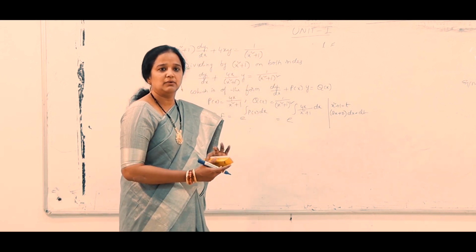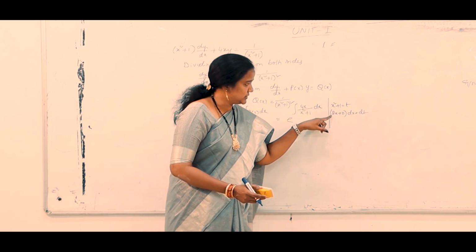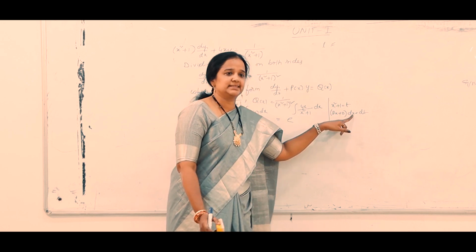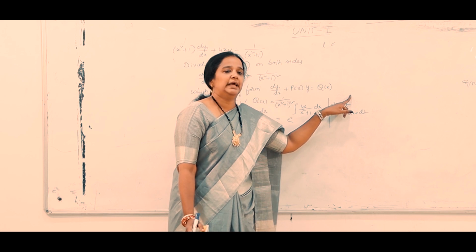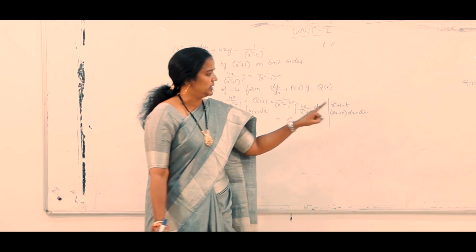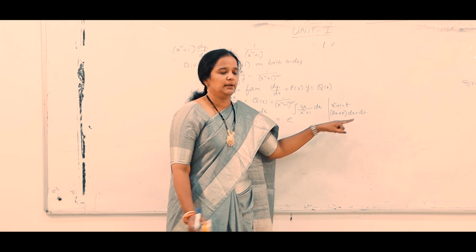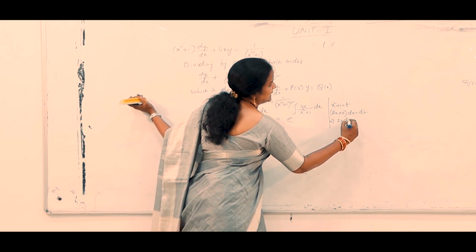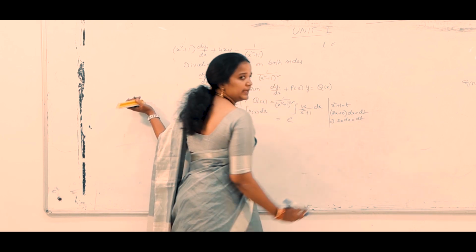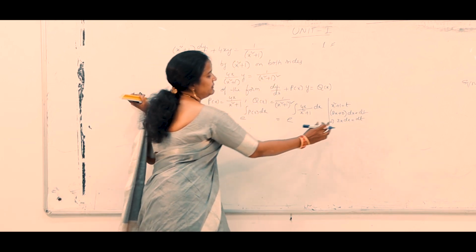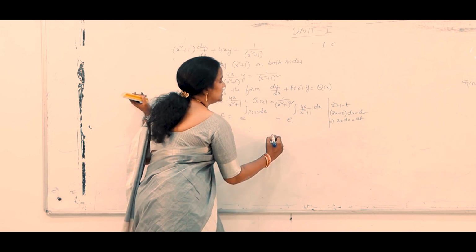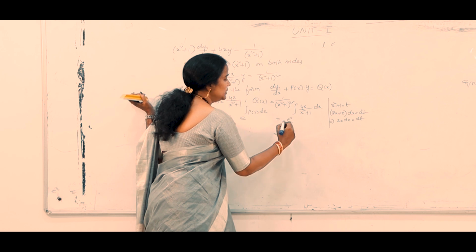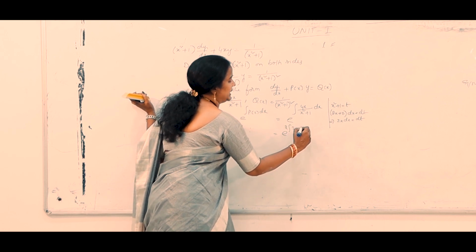Once again, x square derivative is 2x. 1 derivative is 0. dx is equal to, t derivative is 1, 1 into dt, directly write dt. So this means 2x dx is equal to dt. Now we substitute in this equation. So e power, already we have 4.